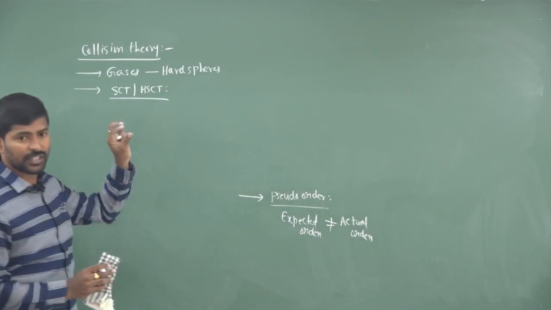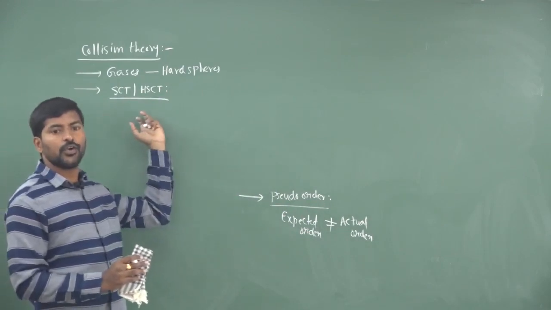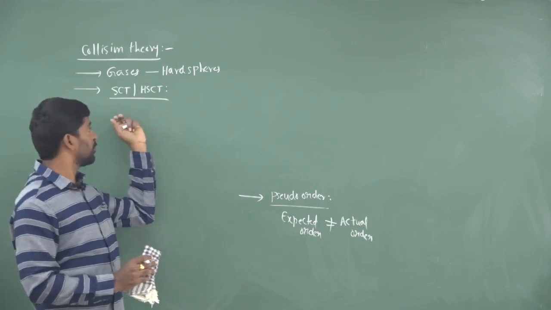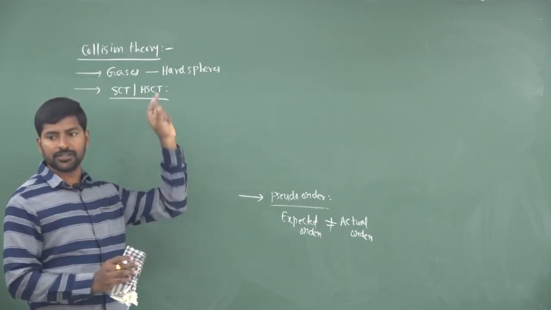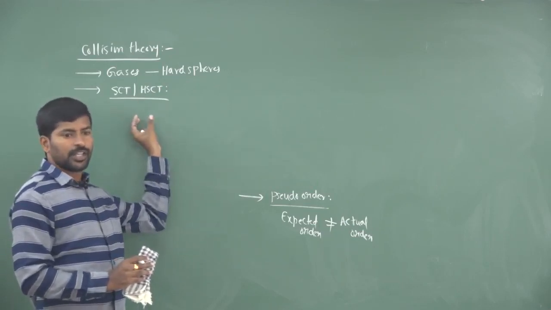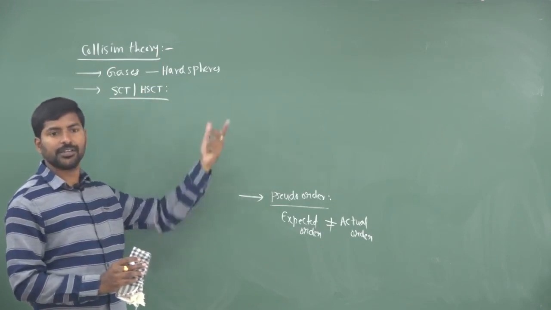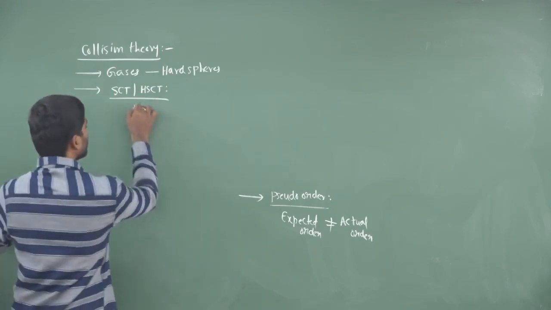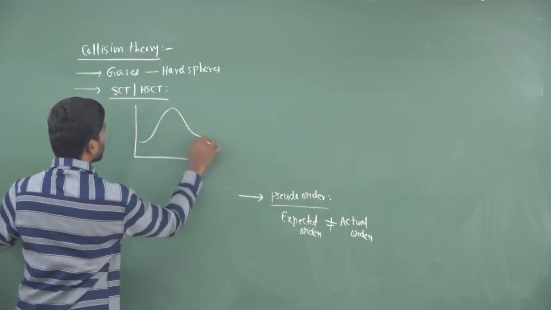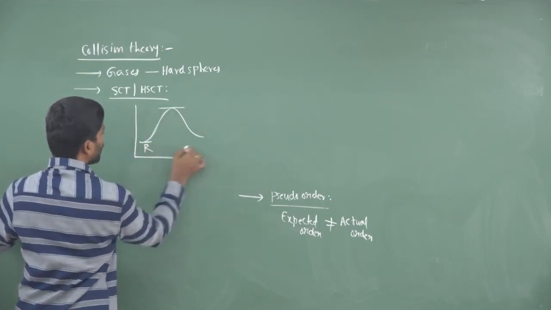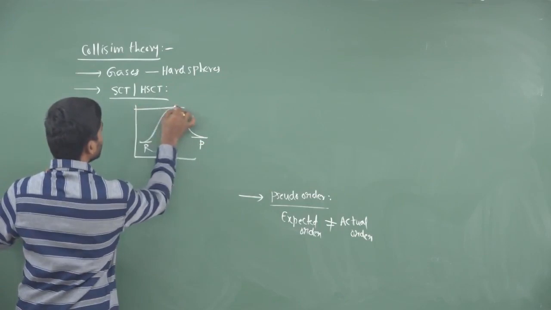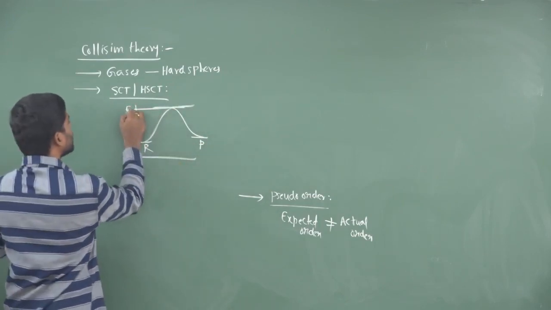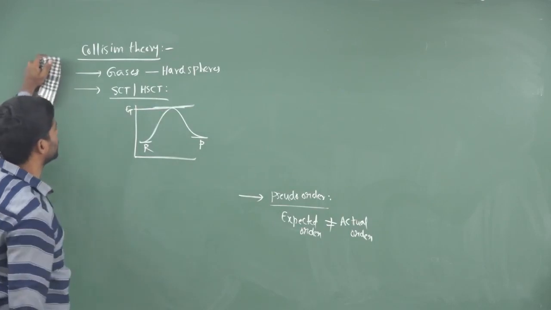But simple collision theory doesn't consider orientation. Simple collision theory considered the first 2 conditions. One is they have to participate in collision. The second is they have to overcome the energy barrier. So to convert reactants to products, there exists an energy barrier, and this is called what? Threshold energy.